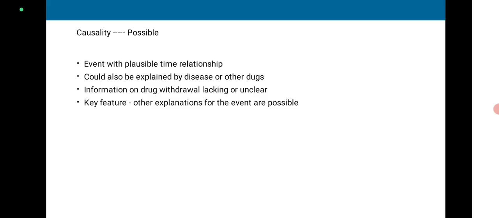The next causality is possible. An event is said to be possible in the WHO assessment scale when the event has a plausible time relationship but could also be explained by diseases or other drugs. There can be other causes of the reaction, like other diseases or other drugs. Information on drug withdrawal is lacking or unclear. The key feature for possible causality is that other explanations for the event are also possible.